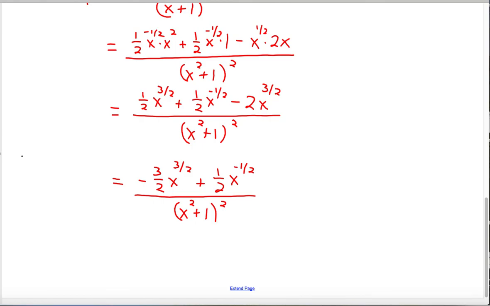And then I could take, let me circle this, and move that down there. So I would probably write my final answer as negative 3 x to the 3/2 plus x to the negative 1/2, over 2 times the quantity x squared plus 1 quantity squared.